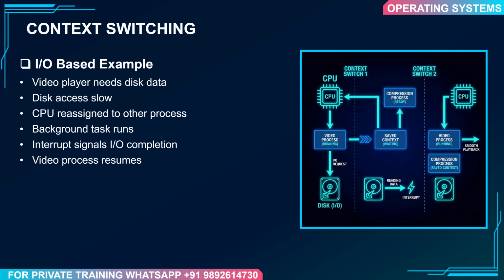Let us connect this to an example involving I/O. Suppose a process is playing a video and suddenly needs to read more data from the disk. Disk access is slow compared to CPU speed. The operating system knows that keeping the CPU idle during this wait would be wasteful. So it performs a context switch, saves the video player's context, and gives the CPU to another ready process, maybe a background file compression task. When the disk finishes reading the video data, an interrupt occurs. The video process becomes eligible again, and at some later time, another context switch brings it back. From the user's point of view, the video continues playing smoothly.